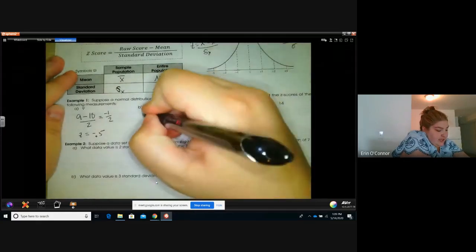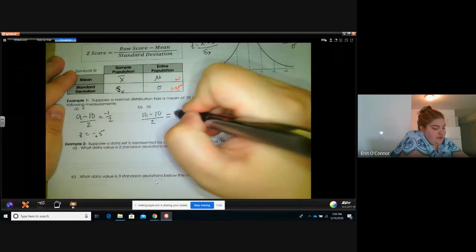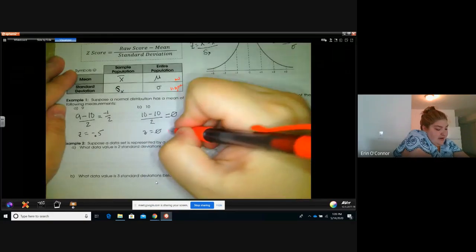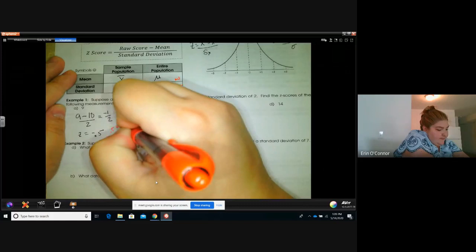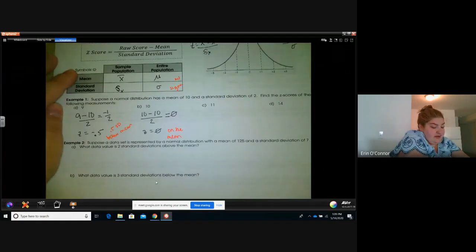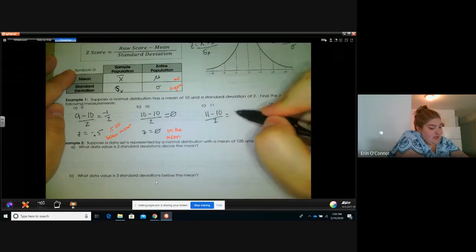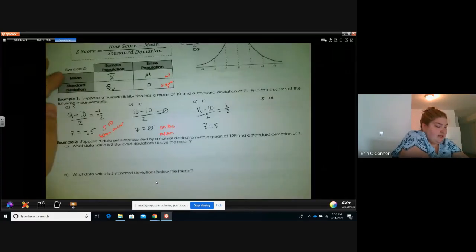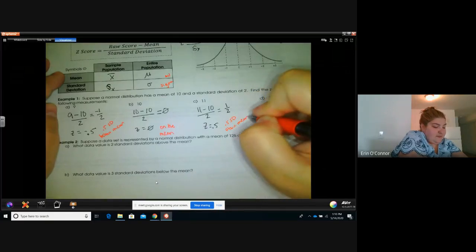For the next one, we do 10 minus our mean of 10 divided by 2. 10 minus 10 is 0, divided by 2 is 0. So our z-score here is 0, meaning it is on the mean. Here it is 0.5 standard deviations below mean. Okay. For our next one, we do 11 minus our mean of 10 divided by our standard deviation of 2, and you get 1/2. So our z-score is at 0.5, and it is 0.5 standard deviations above mean.